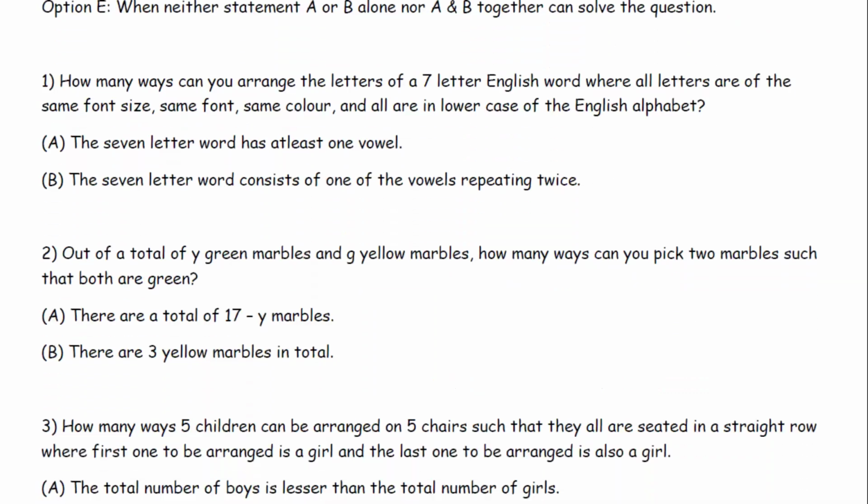How many ways can you arrange the letters of a 7-letter English word where all letters are of the same font size, same font, same color, and all are in lowercase of the English alphabet? Ideally, one can solve this question as 7 factorial, because there are 7 letters. However, the information that we need is whether any letters are repeating. Correct? Whether any letters are repeating.